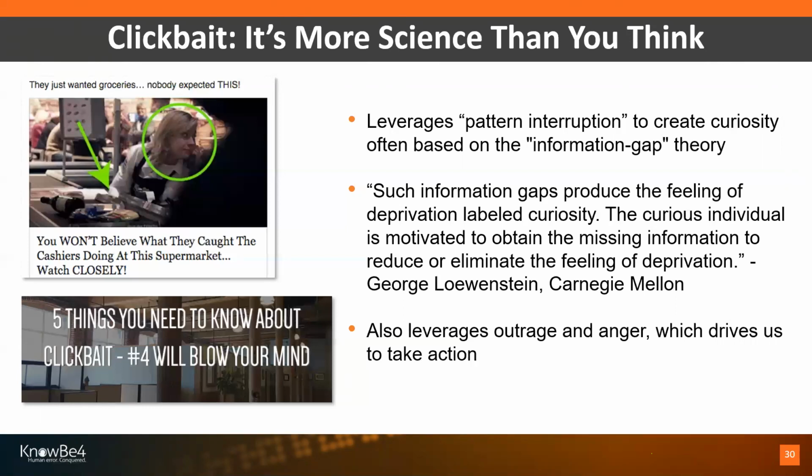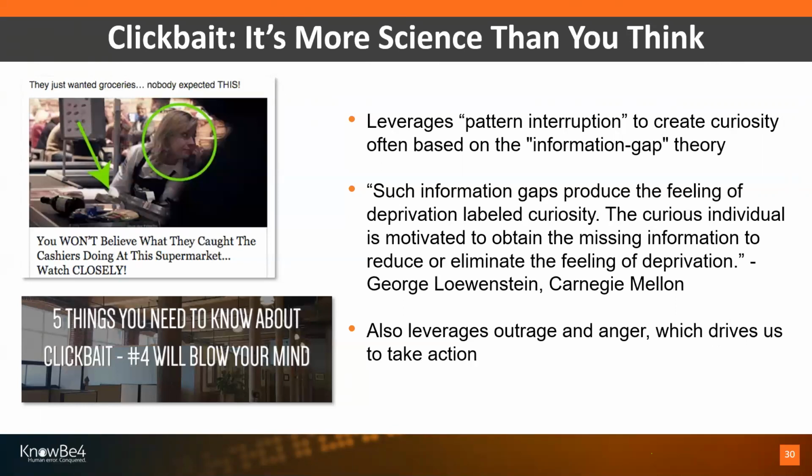This has become especially effective these days where we're used to having information at the tips of our fingers right now. Also, in a social media culture like we have now, you don't want to be that person that doesn't get the joke or doesn't understand the reference because you missed out on something. There's a lot of pressure on people for that, so these actually leverage that. You won't believe what they caught the cashiers doing at this supermarket. Watch closely. That's telling you that something is going on, and they put these arbitrary arrows and markings on here to get you hooked. You're like, what is this? I can't see it, right?